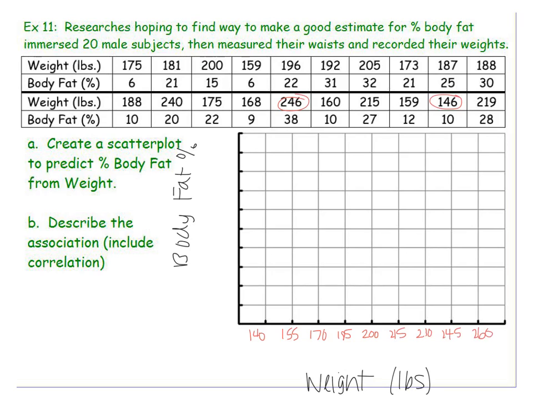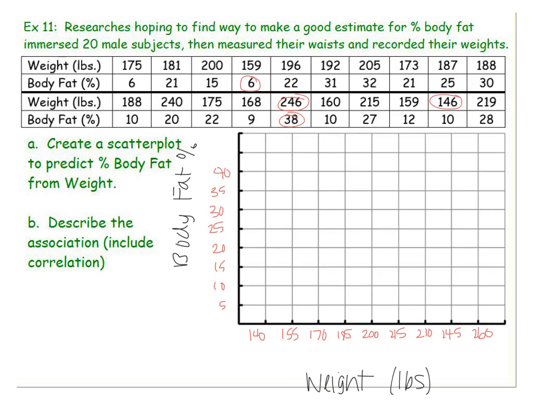Okay, so let's look at the body fat percentages. I'm seeing a low of 6 twice, and I'm seeing a high of, looks like 38. So 38 minus 6 is 32, and 32 divided by 9 is 3.5. So I'm going to go ahead and count by 5s just to make life easy. So 5, 10, 15, 20, 25, 30, 35, we have to go up to 40. Okay, so now I have to plot all of these little data points.